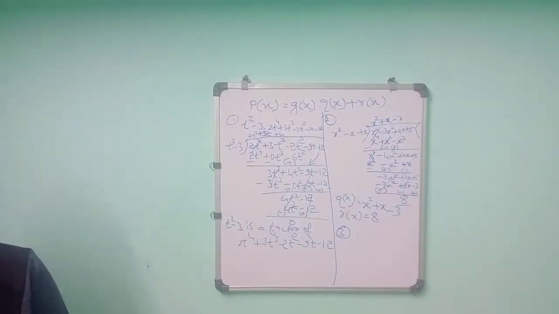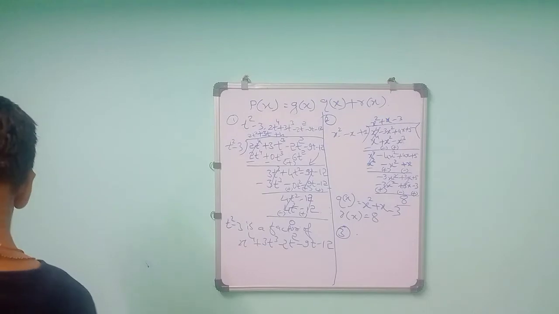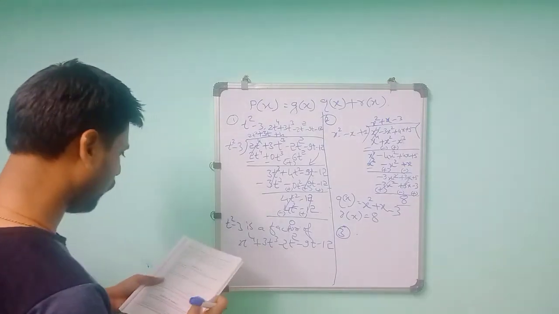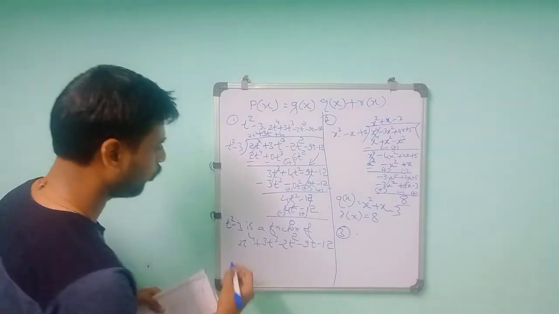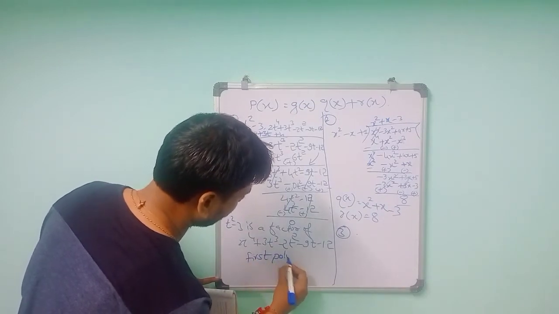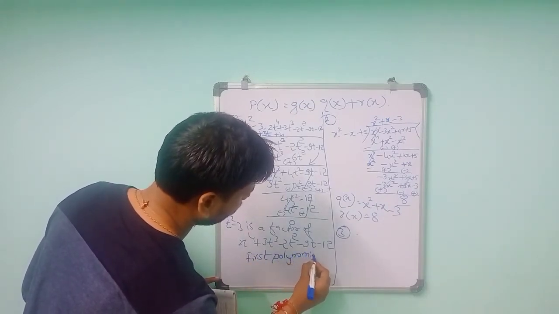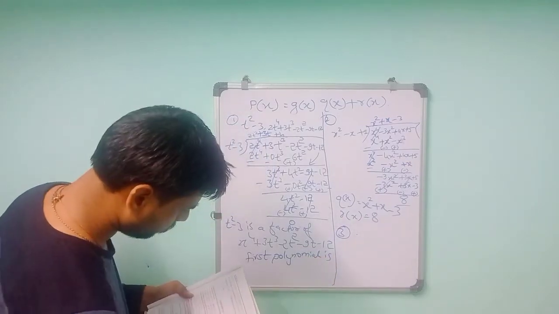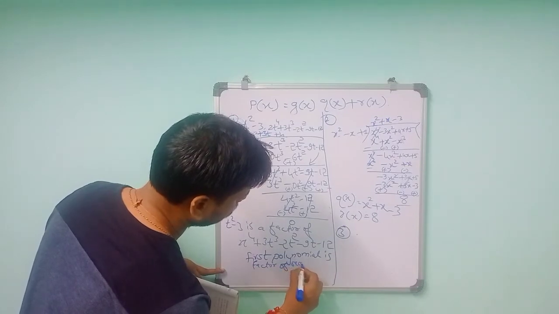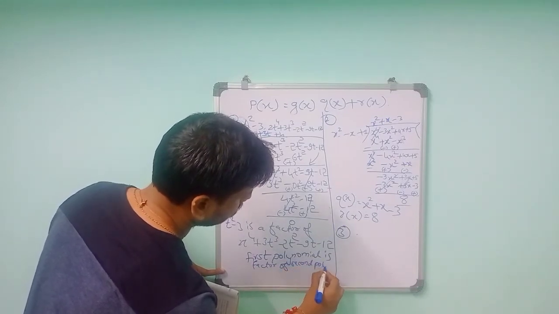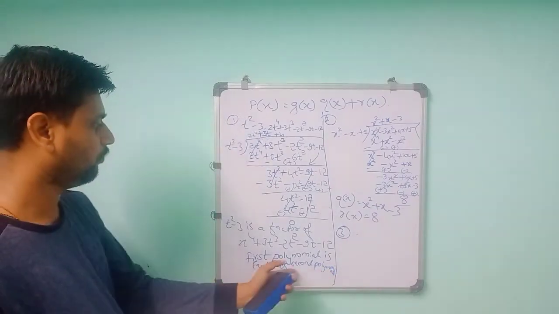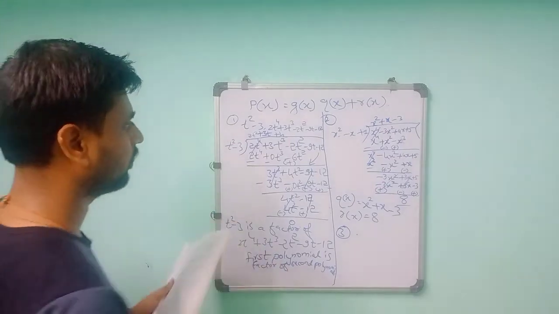Then the second one, and it is a factor, and they have asked, so first polynomial you can write, first polynomial is a factor of second polynomial. So it is the first one. So like that you will try for second one.